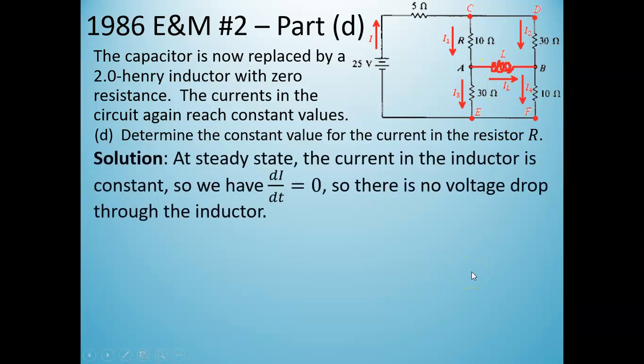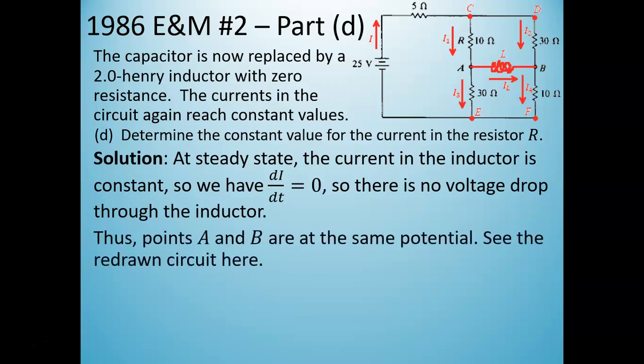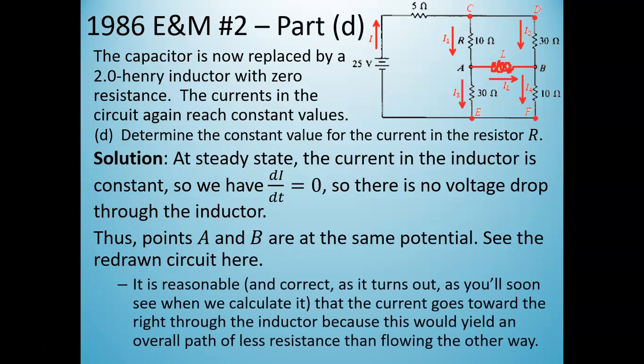So here's what we're going to do. We recognize, first of all, that at steady state, we have dI/dt equal to 0, so there's no voltage drop through the inductor. So points A and B must be at the same potential.